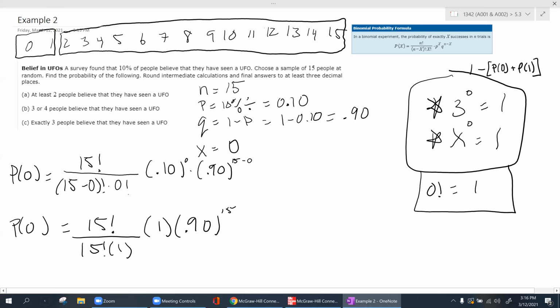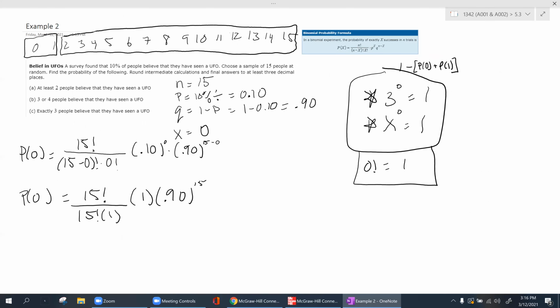Step by step, this just requires step by step. What's cool here is that the 15 factorial cancels out, meaning all I have left is 0.90 raised to the 15. So that here is going to be 0.90 raised to the 15th. That gives me 3 decimal places, so this is going to be 0.206. All right, this was for P of 0.